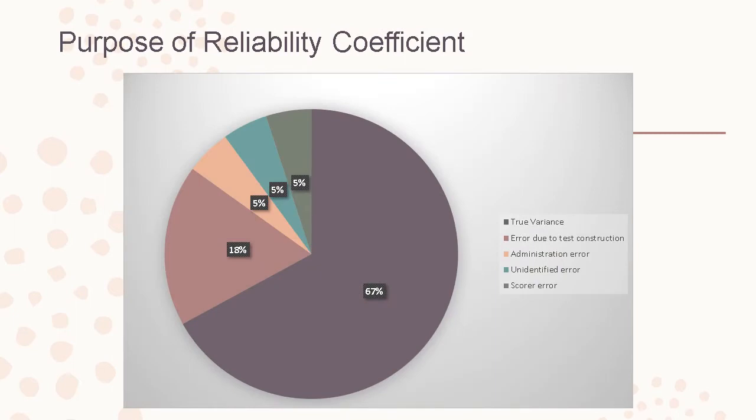The purpose of the reliability coefficient: for a single administration, it is an estimate of internal consistency. If it is for breaking down error variance into its parts, a number of reliability coefficients would be calculated. For example, in this pie graph, 5% accounts for an identified error. This may be transient error, or the test taker's feelings, mood, or mental state over time.